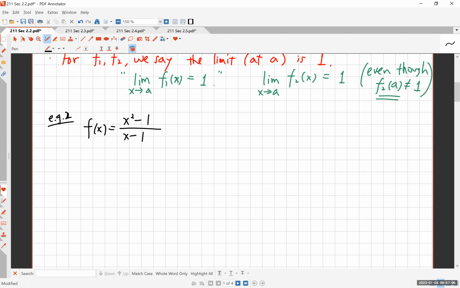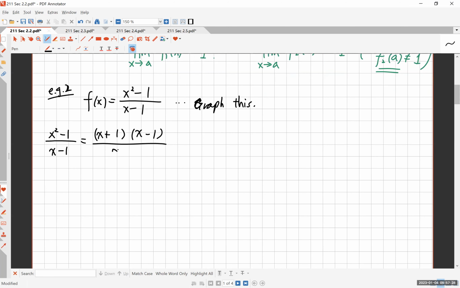Yeah, because, okay, so let's graph this. Well, the first thing you should notice is that the top can be factored. All right, so this is (x plus 1)(x minus 1). This is why you had to study many years of algebra before you get to calculus, so you can do things like factoring. All right, so, oh, wow, this cancels, right? So you can factor this, and you can see the same factor, and you can cancel, right?